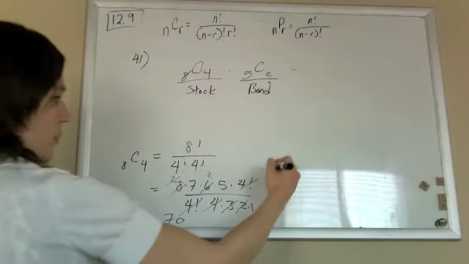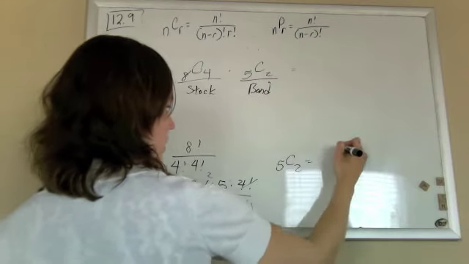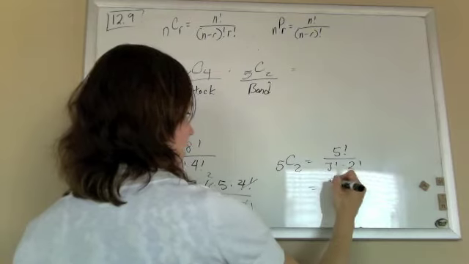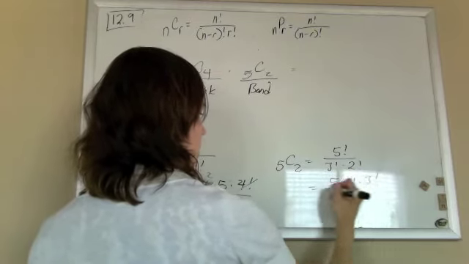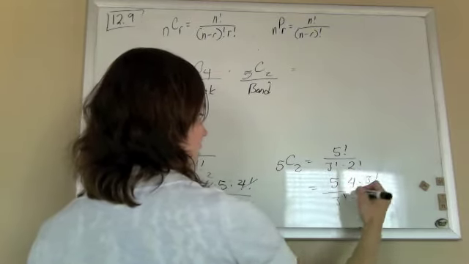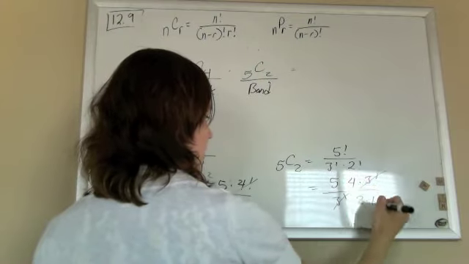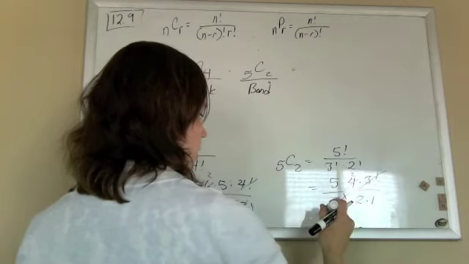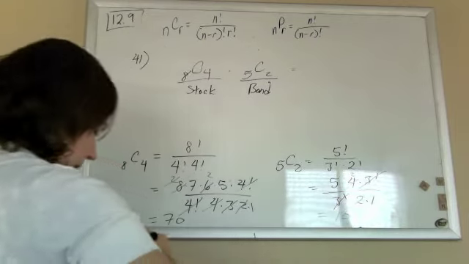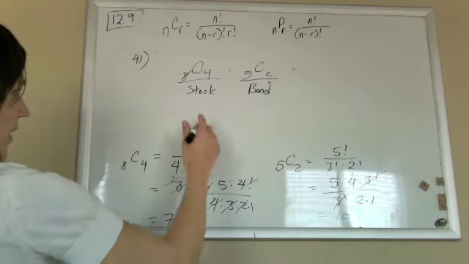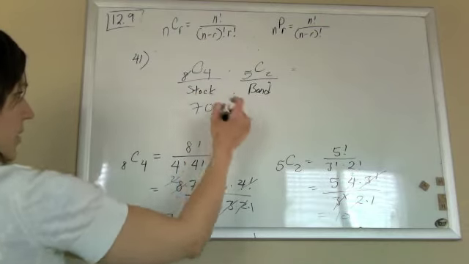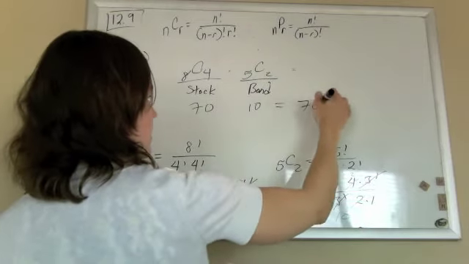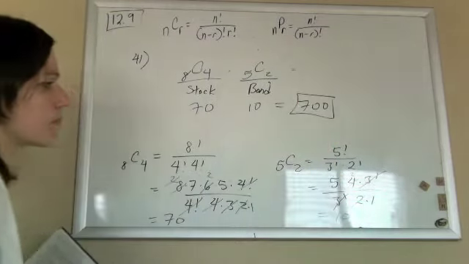Now the 5C2 for the bonds. 5 factorial over 3 factorial times 2 factorial. We'll do 5 times 4. I'll let the 3 factorials cancel, but I still have the 2 times 1. Divide by 2, I get 2. So 10 ways to do that. So final answer, 70 ways to choose our stocks, 10 ways to choose our bonds, 700 ways total. And there we go.